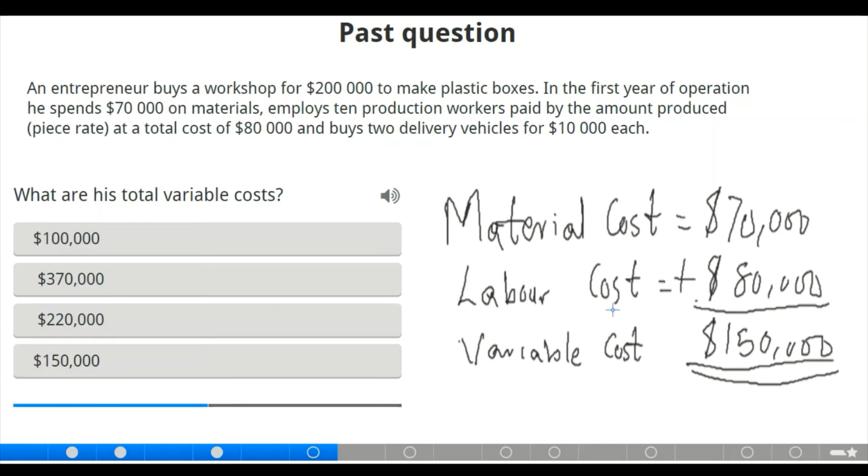What do you think can be his total variable cost? As we said earlier, variable costs are the costs that change with the level of production. Now let us check this question. What are the things that can change with the level of output? Here we have the workshop for $200,000, which should be fixed. In the first year of operation, he spends $70,000 on materials. Of course, materials do change with the level of production. Now we have the materials to be $70,000. Now let us continue.